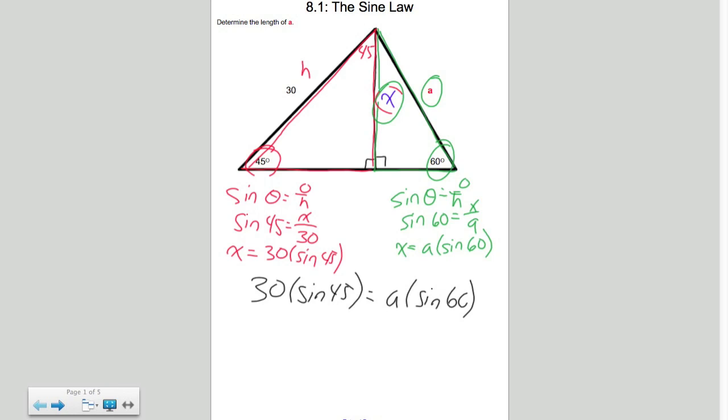How do we solve for a here? Divide the right side by sine 60. Only the right side? Both sides, right? So a is equal to 30 times the sine of 45 over the sine of 60. You plug that into your calculator, and we get an answer. What do we get?